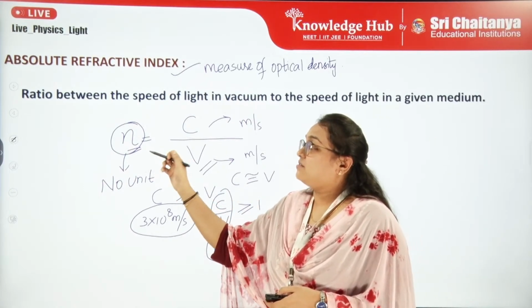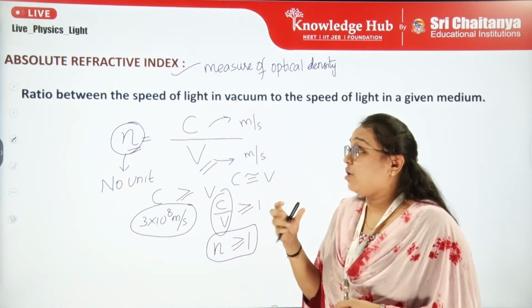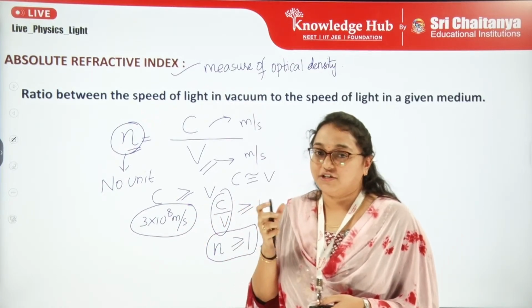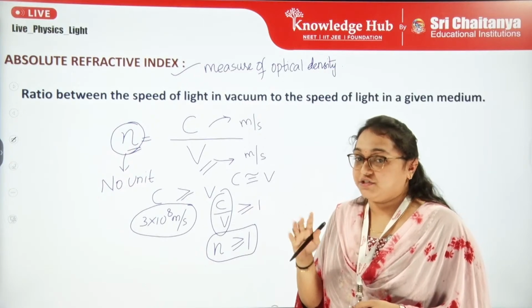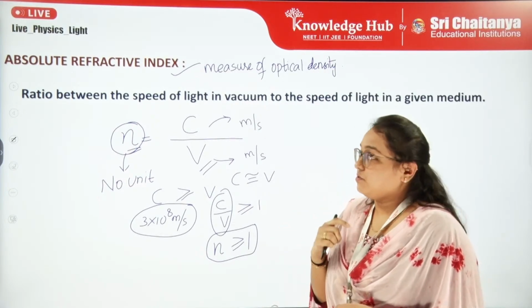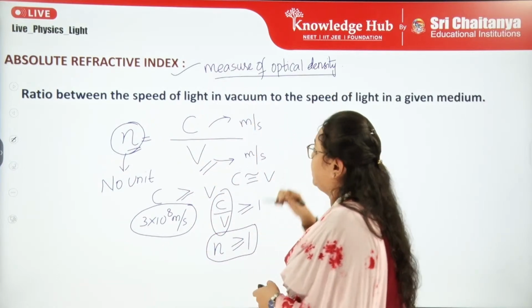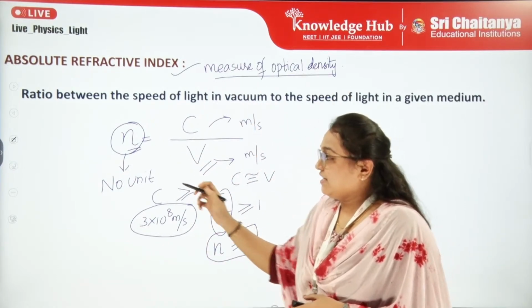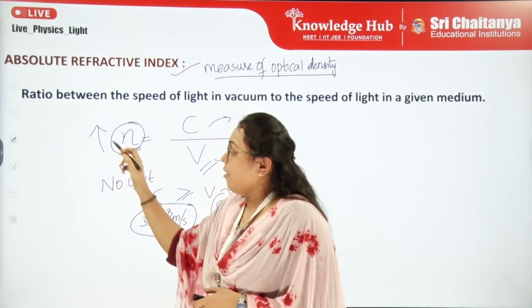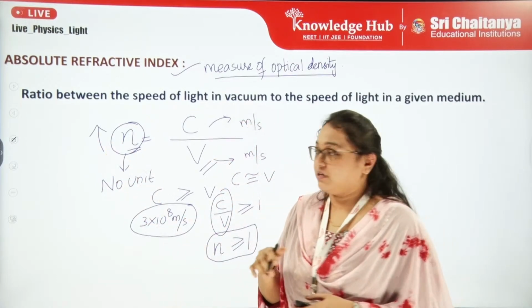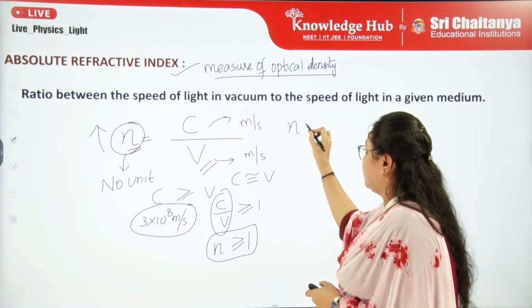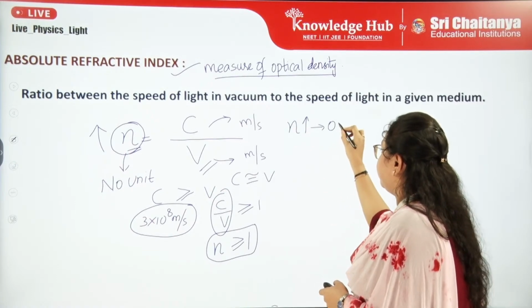Refractive index is something based on which we can talk about the optical density of a medium. It is a direct measure of optical density. This also must be clear. Direct measure means, suppose if refractive index is more, the optical density of the medium is more.